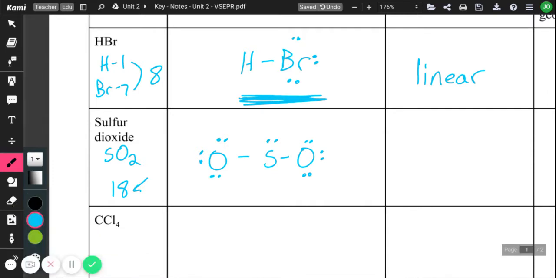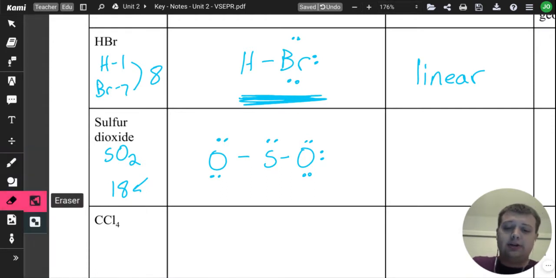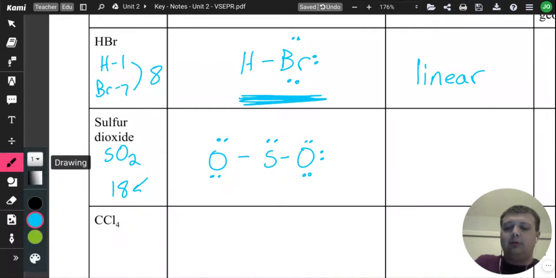So I'm going to take my 2 electrons off of one of my oxygens. It does not matter which oxygen I choose. Take 2 away, and I'm going to share those with my sulfur. Okay, sharing is caring, right? So now let's take a look at our molecule here.